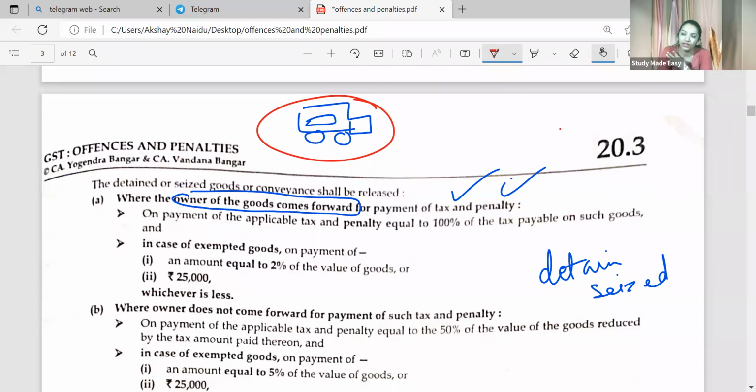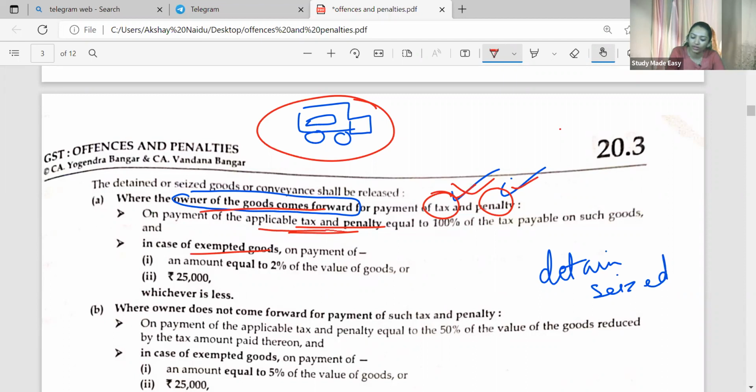Now someone is the owner and the owner comes forward saying okay, I will pay the taxes and penalty. So that person is coming. If he pays the tax and penalty, now it depends whether the goods that were seized or detained were taxable goods or exempt goods. Look, tax can be paid only when the goods are taxable. If the goods are not taxable, how will they pay the taxes? So understand here, the owner comes forward saying I want to pay the taxes and penalty.